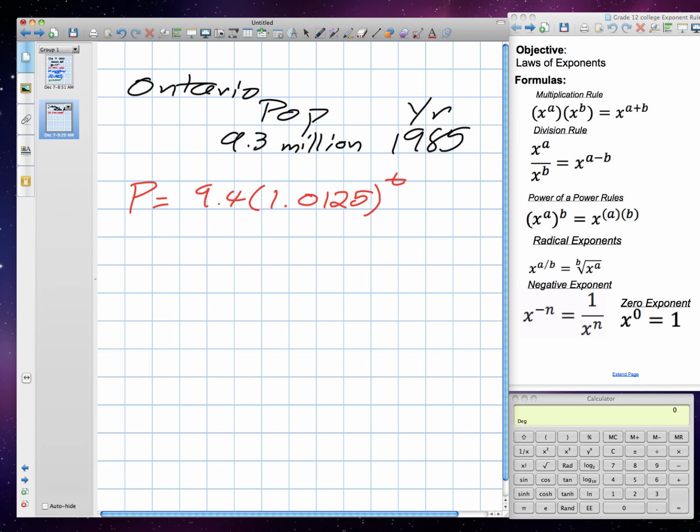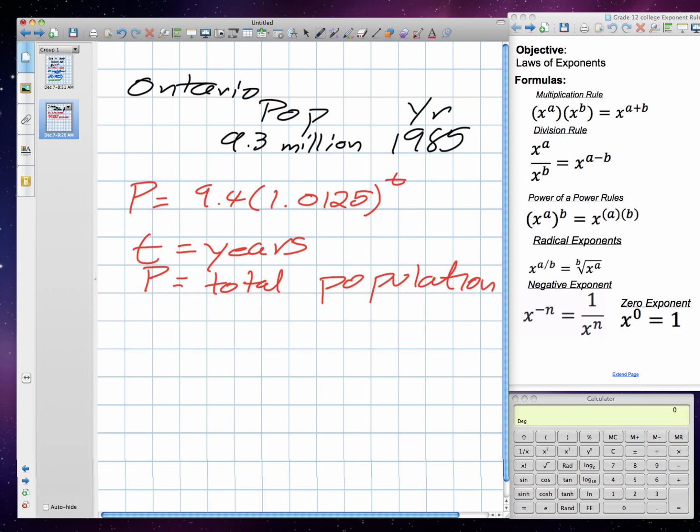Okay, so let's try to make sense of what we have here. We have this equation which is modeling our population growth. And they want to know what year t is going to be, our years. They want to know when or in what year did the population finally cross the 10 million mark. Okay? So P is also the total population. We need to figure out when P is equal to 10 million.